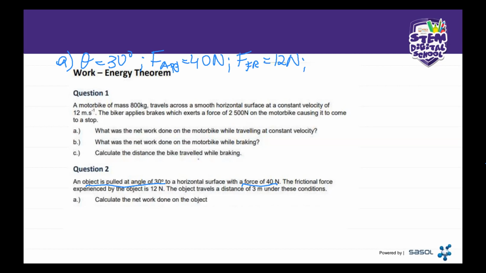So we've got our distance, which is our change in X, it's going to be equal to 3 meters. Okay. So the first part that they want is, on A, they want us to calculate the net work, right, on the object. So what do we know about the net work, guys?